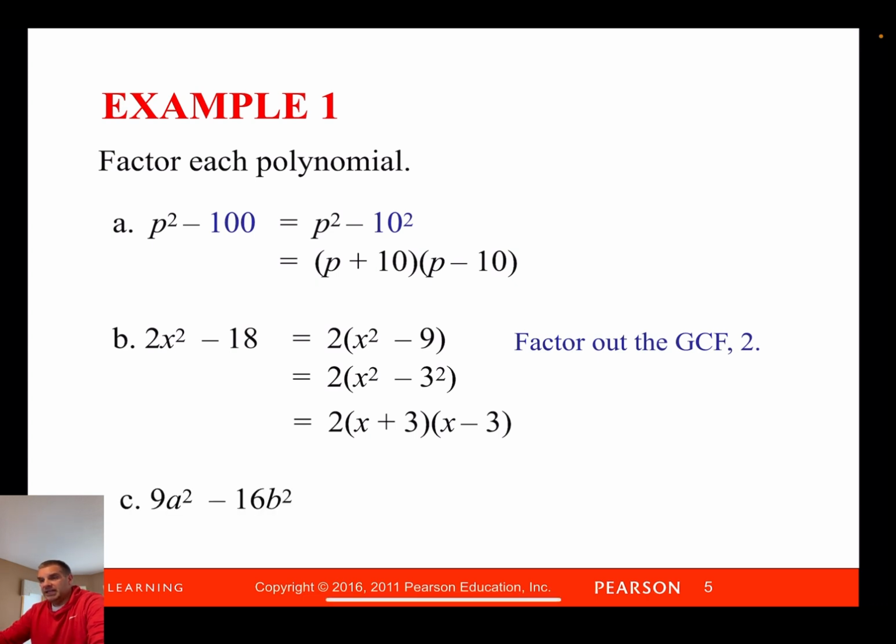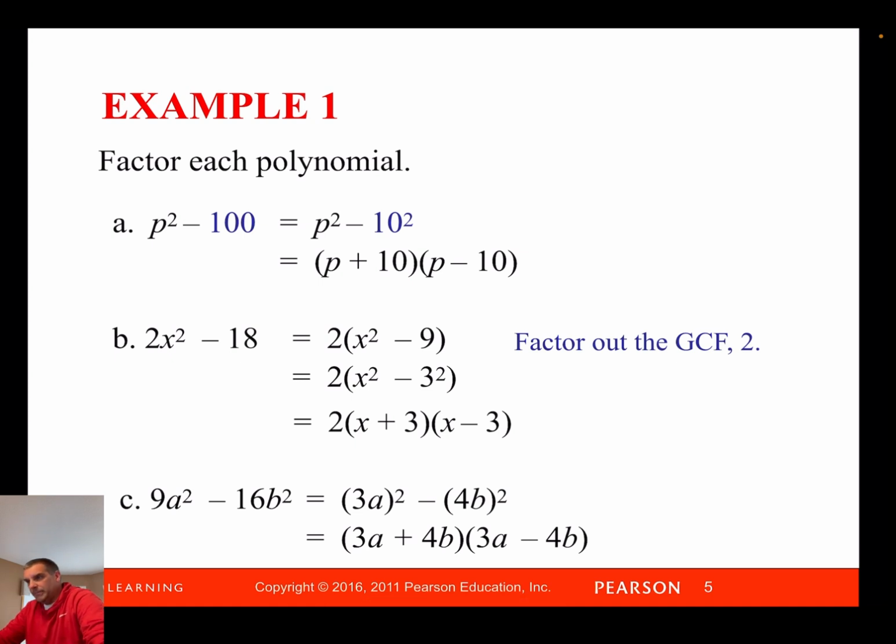Okay, so again, in this one, the first thing you look for is a factor to take out. So we've got 9a squared minus 16b squared. There's no common factor, but 9 is a perfect square, 3, 16 is a perfect square, 4, a squared is a perfect square, b squared is a perfect square, and they're subtracted, so we're good to go. The square root of 9a squared is 3a. The square root of 16b squared is 4b. So then it's just 3a plus 4b and 3a minus 4b. And you're done with that.